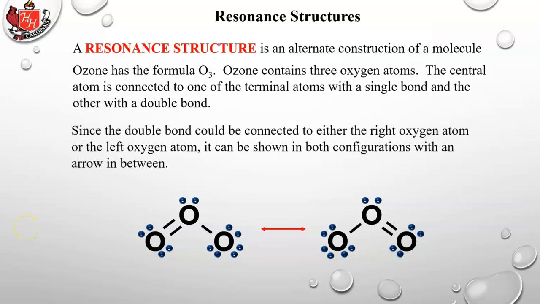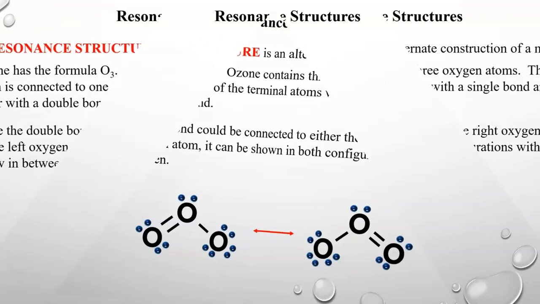So since the double bond could be connected to either the right oxygen atom or the left oxygen atom, it can be shown in both configurations below. So that's called a resonance structure. It's 2 different configurations that are equally valid of the same molecule, and this is the way you would show a resonance structure, by drawing both of those configurations and putting a double arrow in between it.